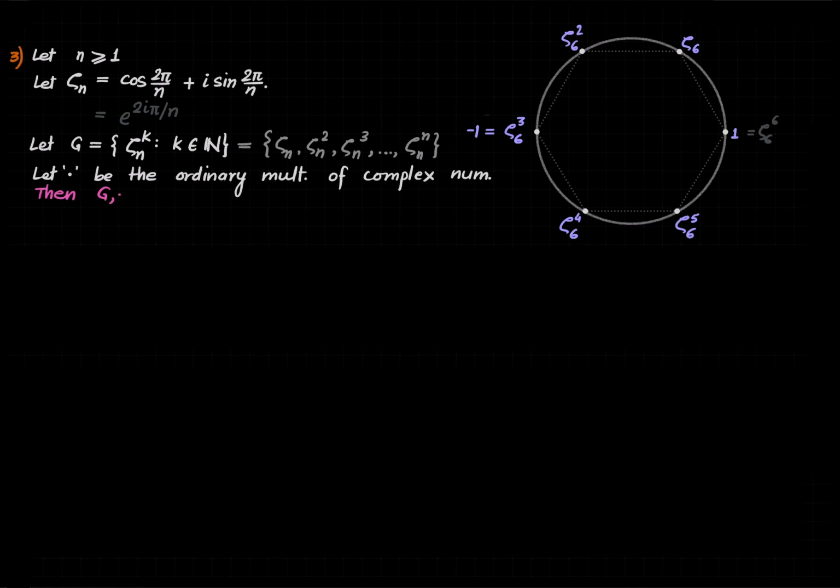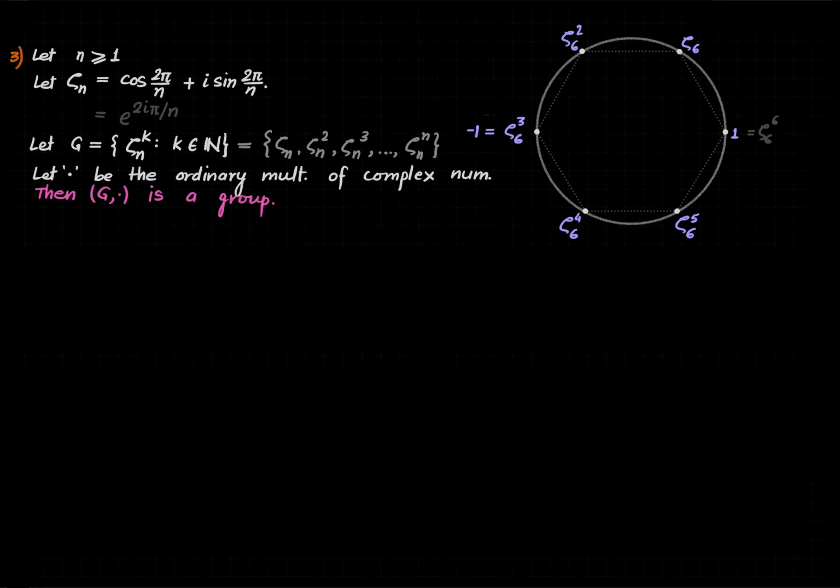Then this is a group. The fact that this is a binary operation is clear, because if you multiply two things of this sort, you will get something of this sort. So that is easy to check. So this is a bona fide binary operation. Associativity follows because the ordinary multiplication of complex numbers is associative. What else? You have identity, because 1 is certainly a part of this set and 1 will act as an identity of this guy. And lastly, inverses.